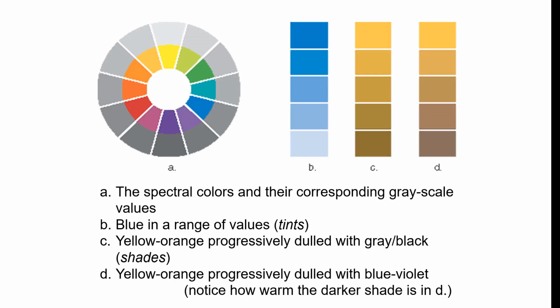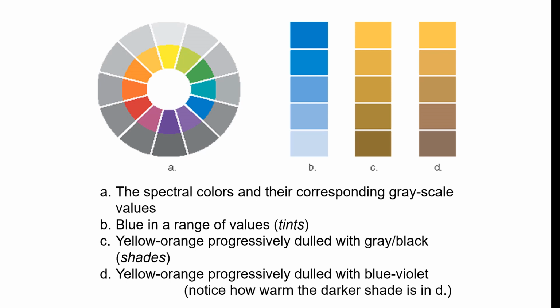On the left, we have a great example, a color wheel with corresponding grayscale values. So notice how bright the yellow is and how dark that purple is at the bottom. The strip indicated as B is blue in a range of value or tints. Values are tints, so white is added as we go down the strip. C is yellow orange, progressively dulled with gray, black. These are shades. And then interestingly here on D, yellow orange is progressively dulled with blue violet.